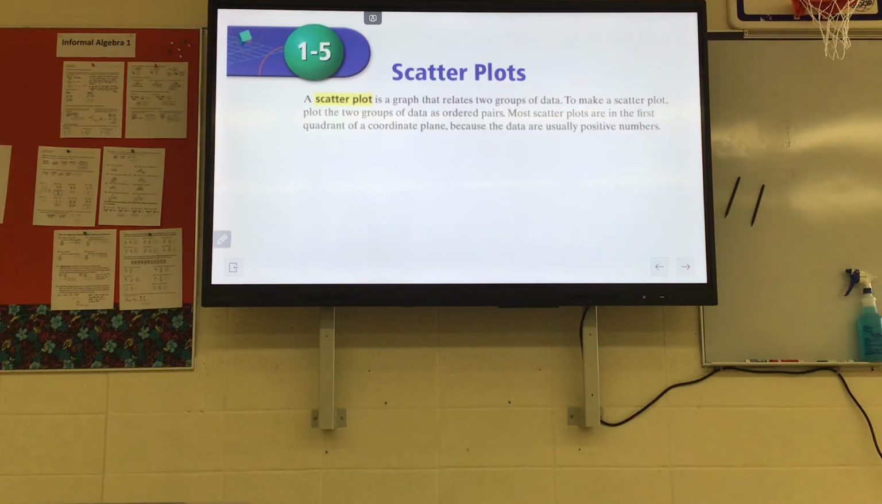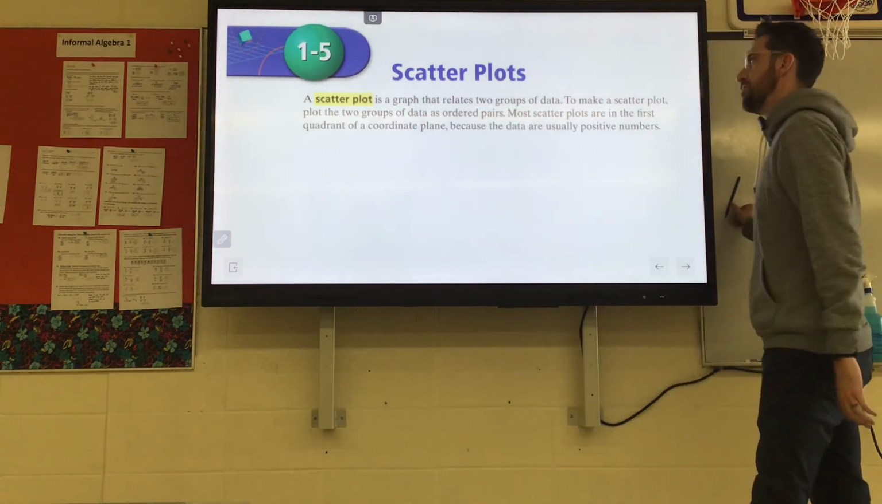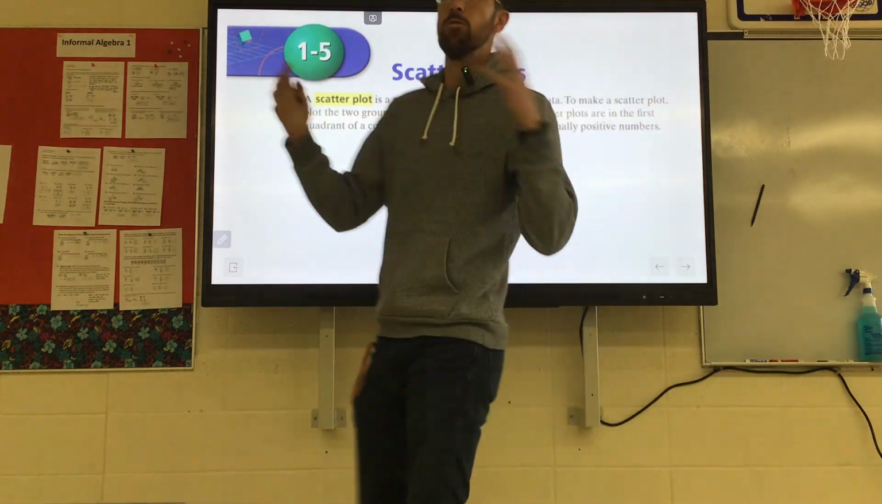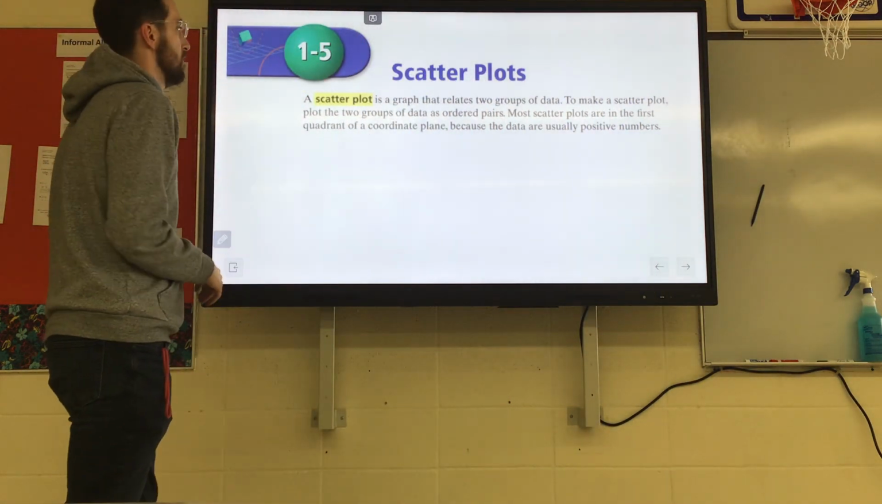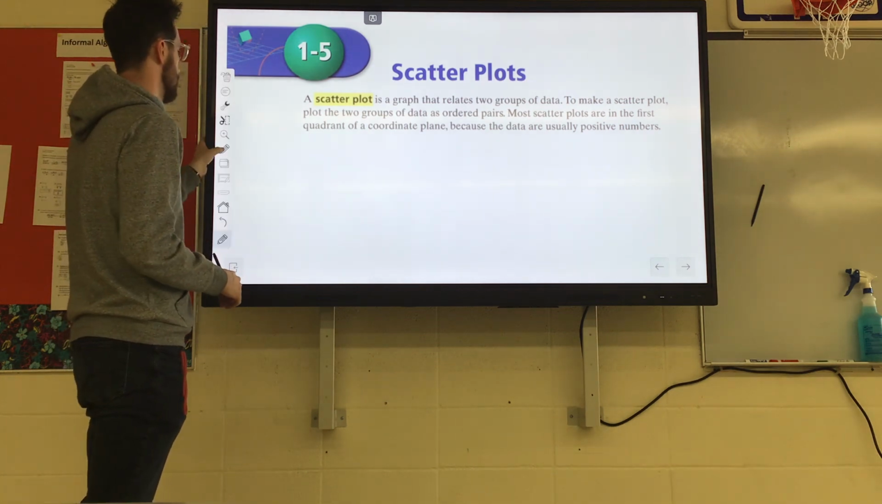Alright, let's talk some scatter plots. A scatter plot is a graph that relates two groups of data. To make a scatter plot, you plot the two groups of data as ordered pair coordinates. Most scatter plots are in the first quadrant of the coordinate plane because the data is usually positive numbers.